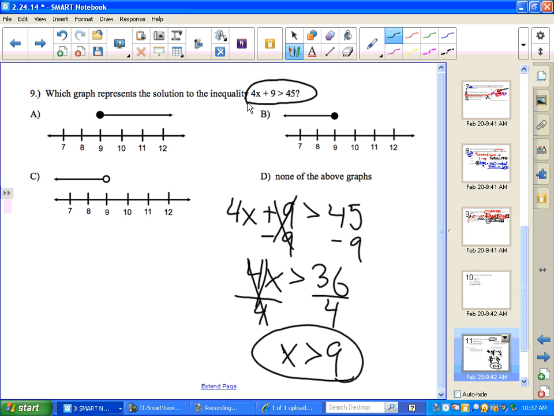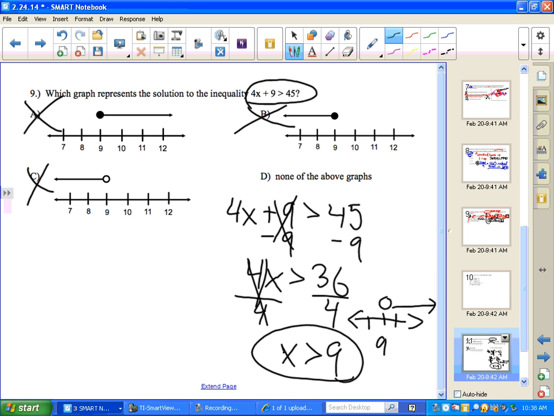So look at your graphs, and you need to figure out, all right, x is greater than 9. On your number line, you'll have a bunch of numbers, you'll have 9 somewhere. Greater than is an open circle, so you know it has to be an open circle. And also, greater than is going to the right, because all the numbers to the right get bigger. So your arrow should be going to the right. There are not any graphs that have an open circle and are also going to the right. A and B are definitely wrong because the circles are not even open. C is wrong because the arrow is going to the left.